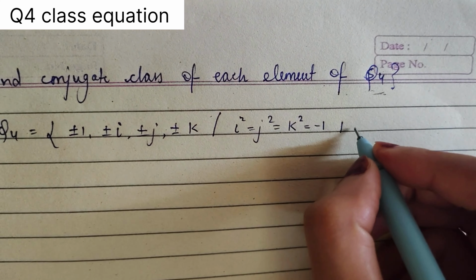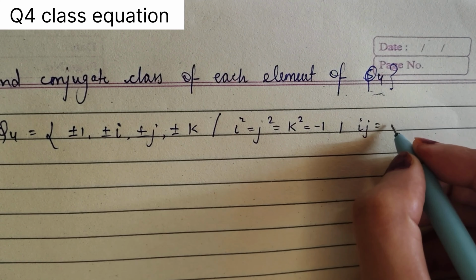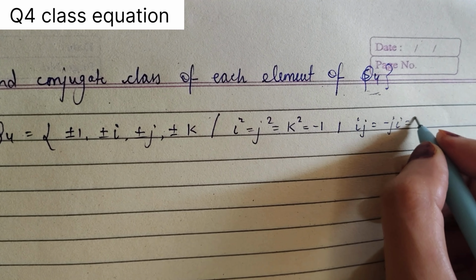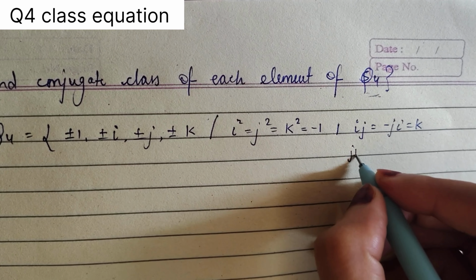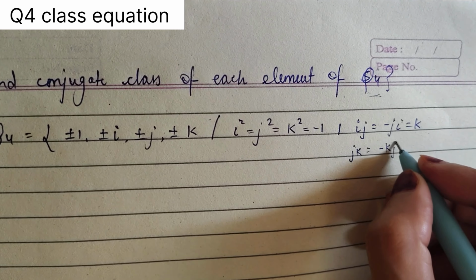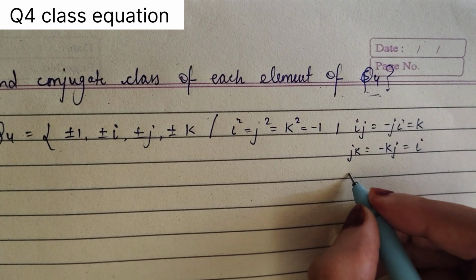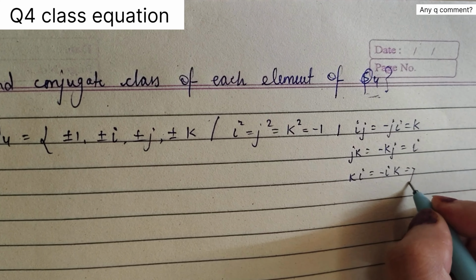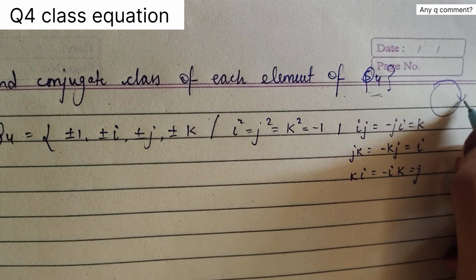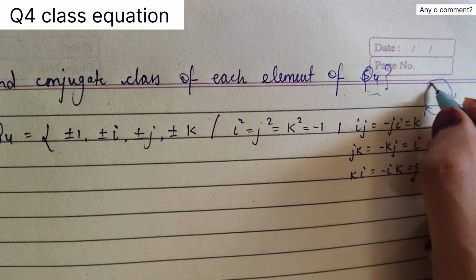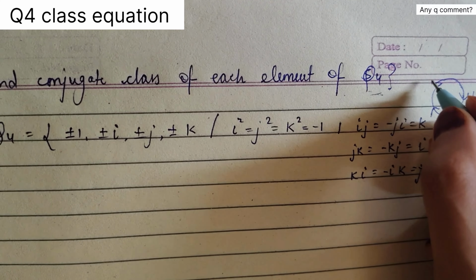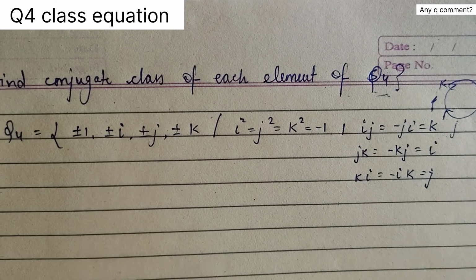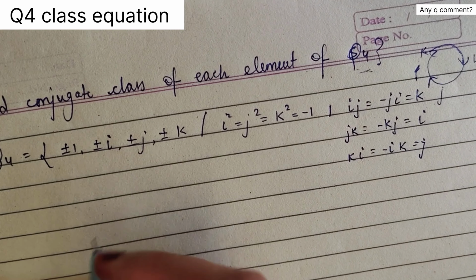And other properties like ij equals minus ji equals k. Next we have jk equals minus kj equals i. Then we have ki equals minus ik equals j. Basically we are having it in this direction of i, j and k. This is the direction. Okay, so first we will find the class of 1.